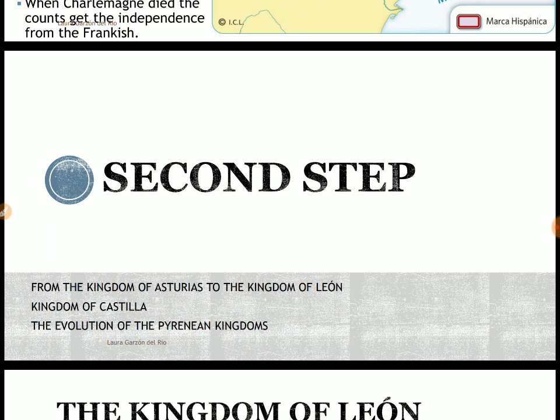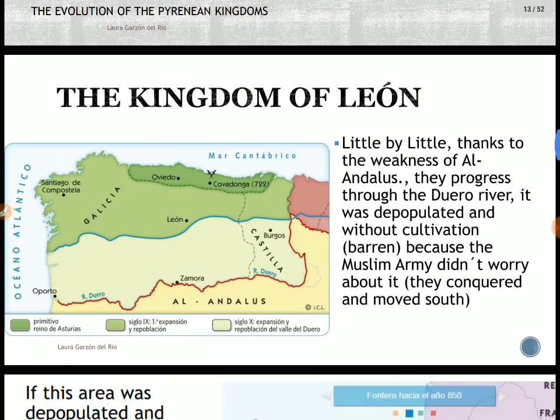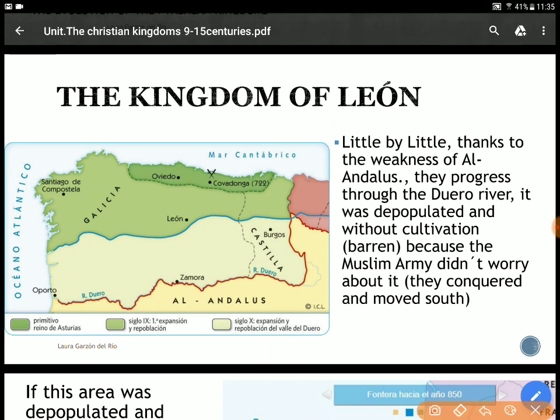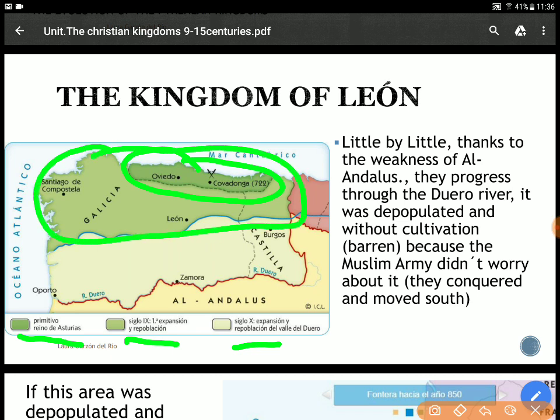Second step. On the west, we are going to see how that small Kingdom of Asturias is going to become the Kingdom of León, how in that territory a new kingdom is going to appear, that is the Kingdom of Castilla, and in the east, how the Pyrenean kingdoms are going to evolve. The Kingdom of León. We have here how they progress in three different eras: at the beginning, in the second period around the 9th century, and in the third period around the 10th century.